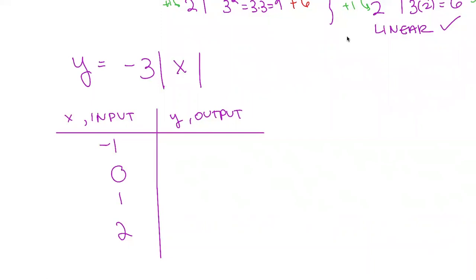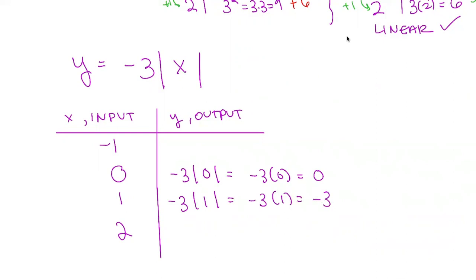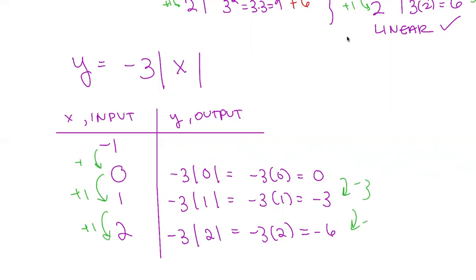Let's just start with 0. With input 0, I get -3 times the absolute value of 0. Absolute value of 0 is just 0. -3 times 0 is 0. -3 times the absolute value of 1, which is 1, is -3 times 1, equal to -3. -3 times the absolute value of 2 is just equal to -3 times quantity 2, which is -6. Looking at those jumps, I have to add 1 to get to each new input, and I have to subtract 3 to get to each new output.